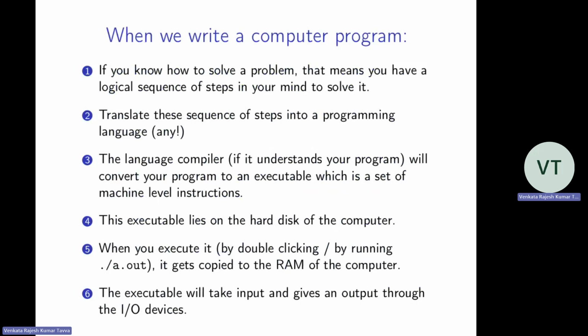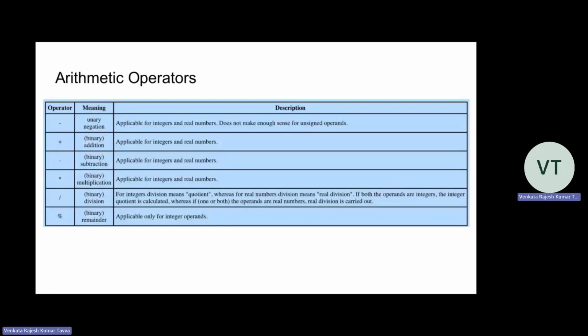In C, there are 6 kinds of operators. This is true for most programming languages: arithmetic, relational, logical, bitwise, assignment, and miscellaneous operators. Out of these, today we will quickly discuss arithmetic and bitwise operators, because we just discussed bit operations, so it will be easier for you to understand bitwise operators. Arithmetic operators are quite easy. They are your normal understanding of any arithmetic operation: addition, subtraction, multiplication, division.